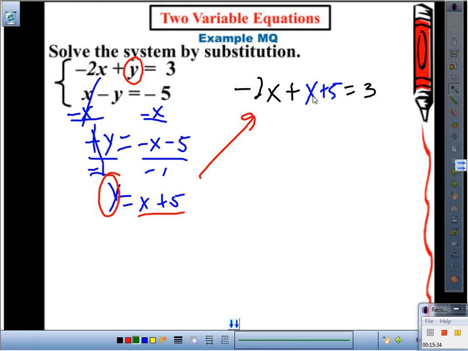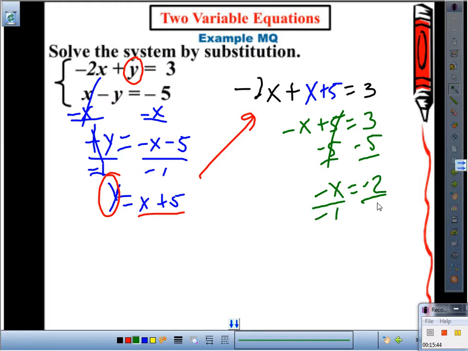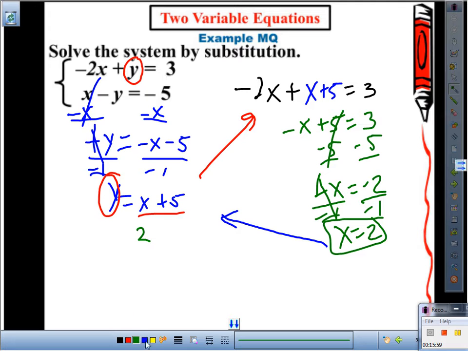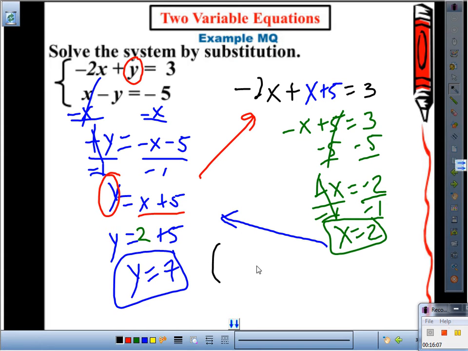So now let me solve here. This is -x plus 5 equals 3, minus 5, minus 5. -x equals -2. Divide by -1. x equals 2. And if you got x equals 2, okay, good. From there, I'm going to go this way and substitute the x right there, which is 2. So therefore, y equals 2 plus 5. y equals 7. So my solution for this system is (2, 7).